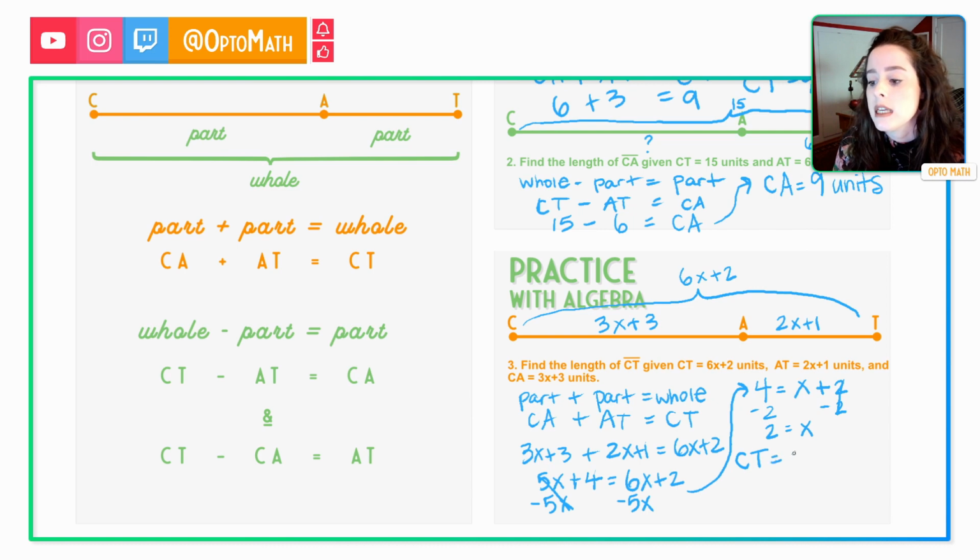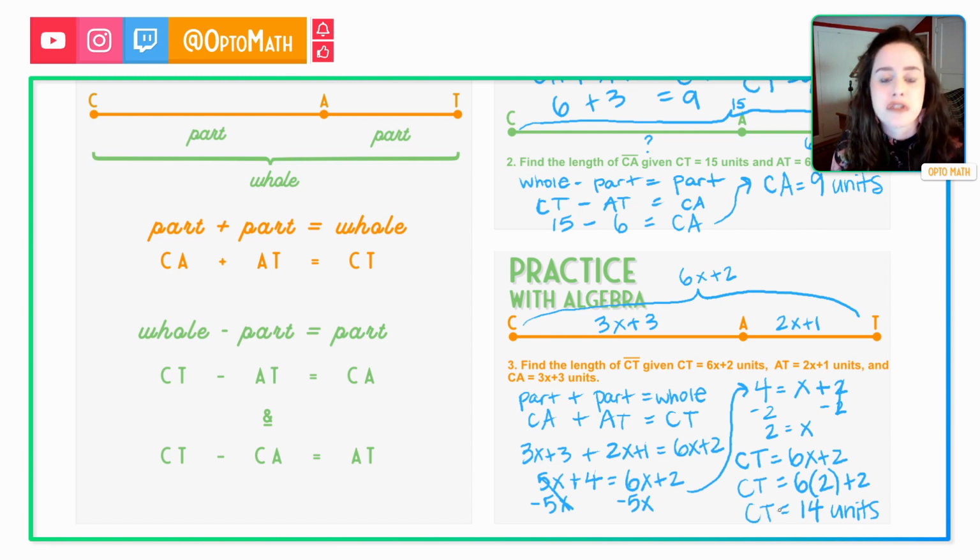So CT is 6x plus 2. Let's substitute. 6 times the x value we just found, which is 2, plus 2. 6 times 2 is 12, plus 2 is 14. And that is going to be in just units. We're not given inches or feet or anything. That's it for our algebraic practice problem, and that's it for segment addition. See y'all next time.